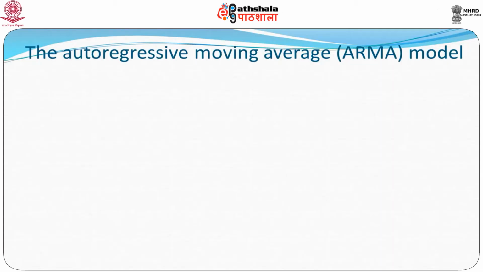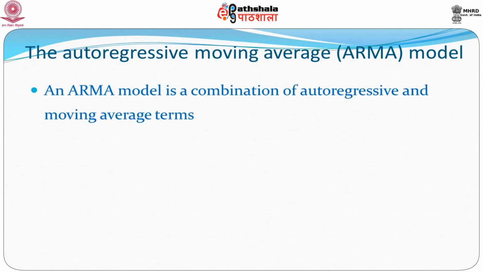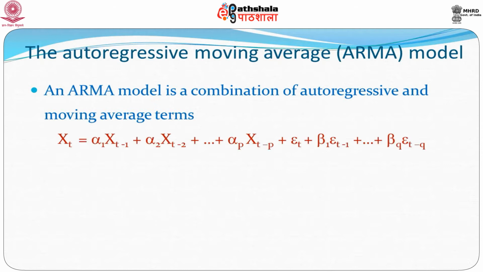Let us look at the autoregressive moving average model, or in short the ARMA model. An ARMA model is a combination of the autoregressive and moving average terms. So, we have x_t, which is alpha_1 x_{t-1} etc. up to alpha_p x_{t-p}. This is the autoregressive part, and we have epsilon_t plus beta_1 epsilon_{t-1} plus up to beta_q epsilon_{t-q}, which is the moving average part.